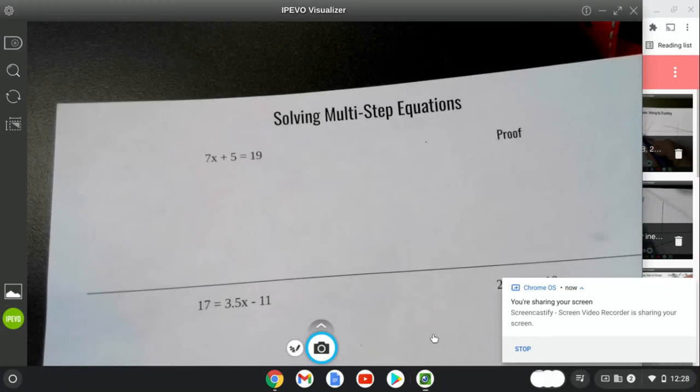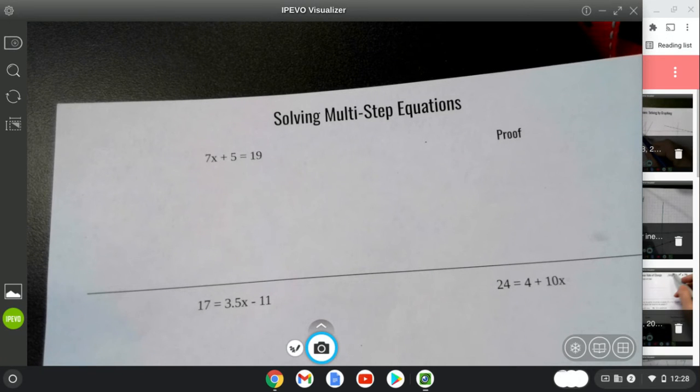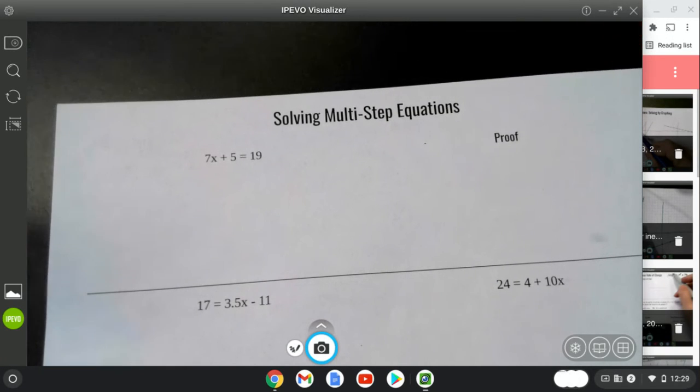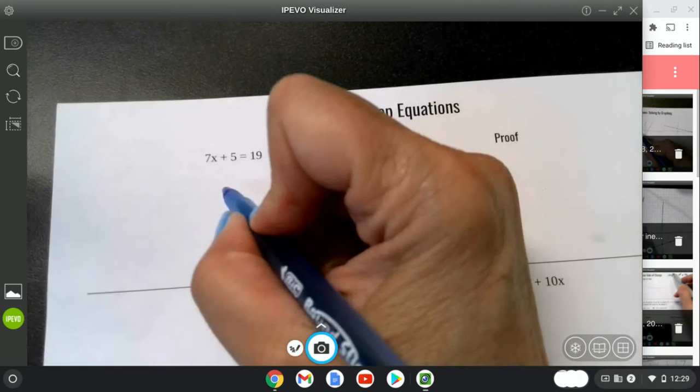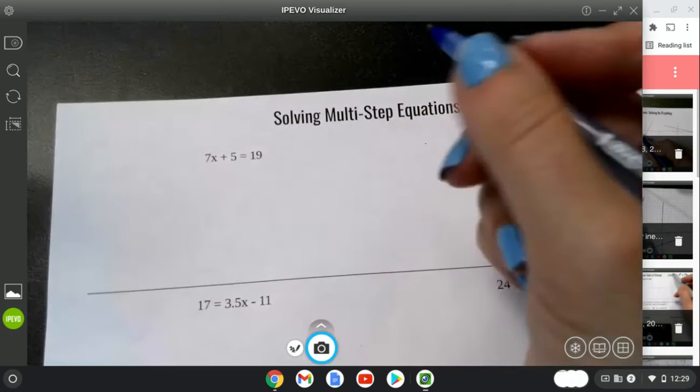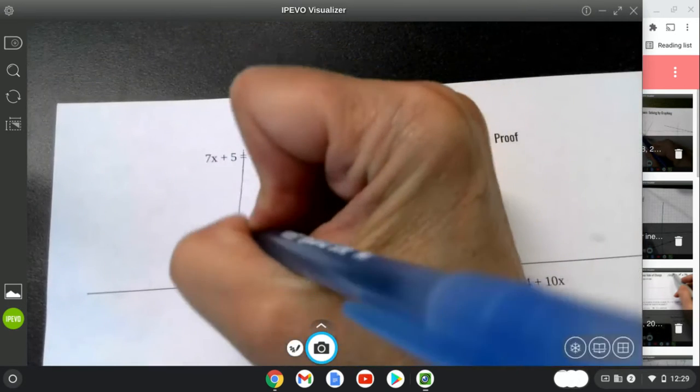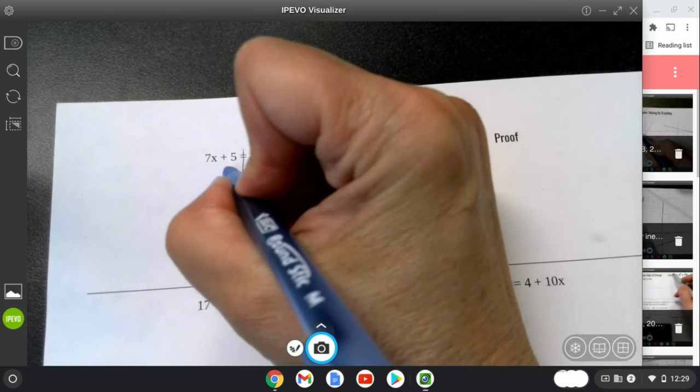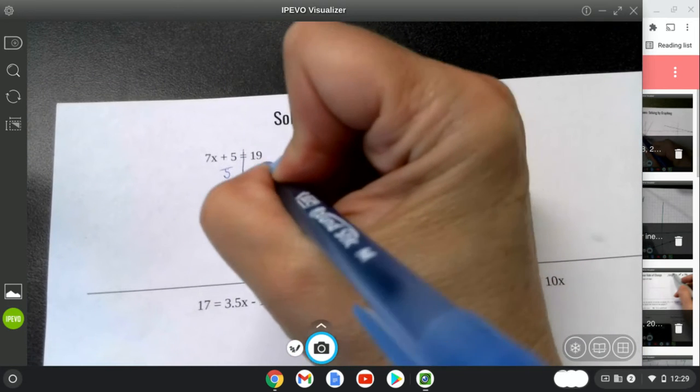All right, y'all. I want to go ahead and show you how to solve some equations that are multi-step. So this is a real basic one when you have 7x plus 5, for instance, equals 19. And I'm trying to isolate the x. So the first thing I always want to do is add or subtract.